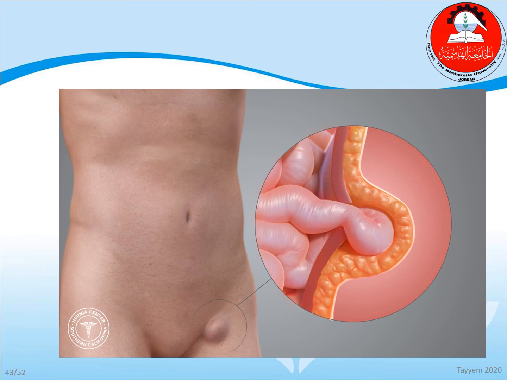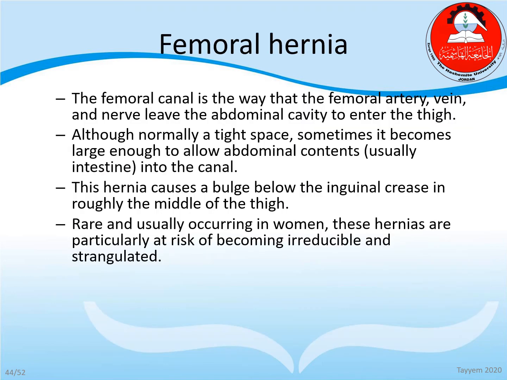This is a femoral hernia, and the femoral hernia comes out through the femoral canal. The femoral canal is a canal through which the femoral artery, vein, and nerve leave the abdominal cavity. It's a tight, small space, but having said that, it can sometimes transmit abdominal content: fluid, omentum, and occasionally intestine.